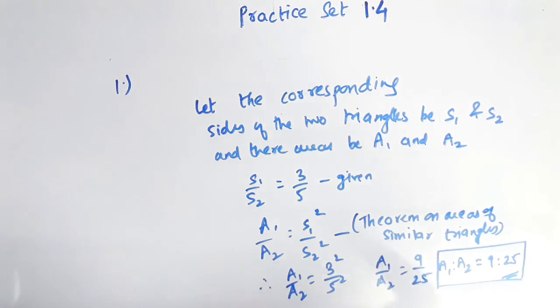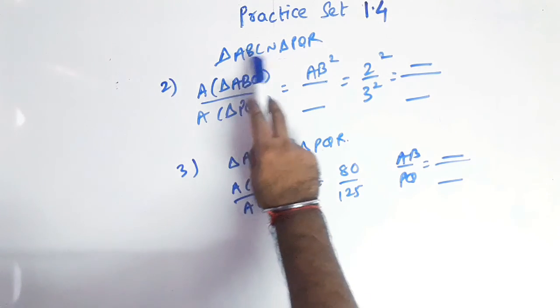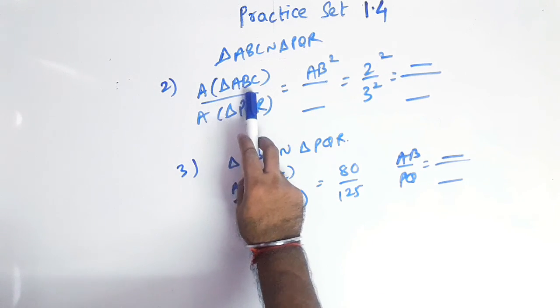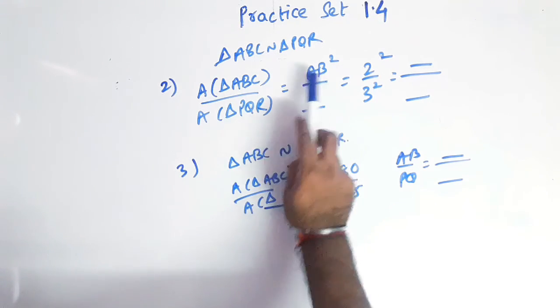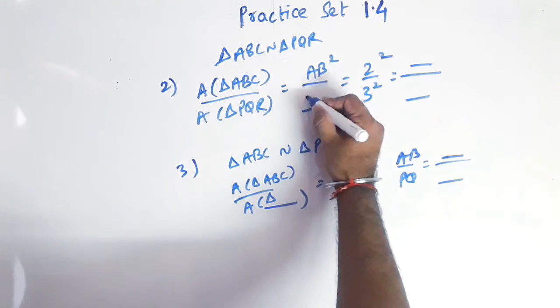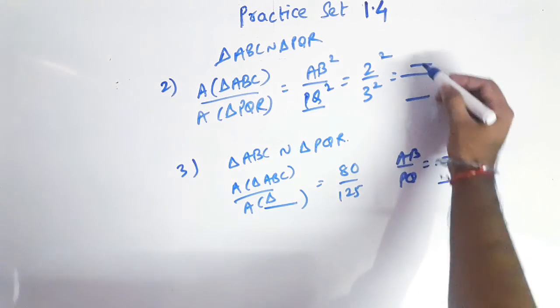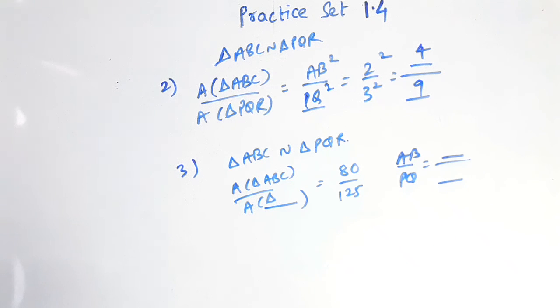Okay, then the second one, we'll come to question number 2. Here ABC is similar to PQR. So area of triangle ABC upon area of triangle PQR equals AB square upon, I'll take here, PQ square. They have given that this is equal to 2 square upon 3 square. So it will become 4 upon 9. Okay, this will be your fill up.